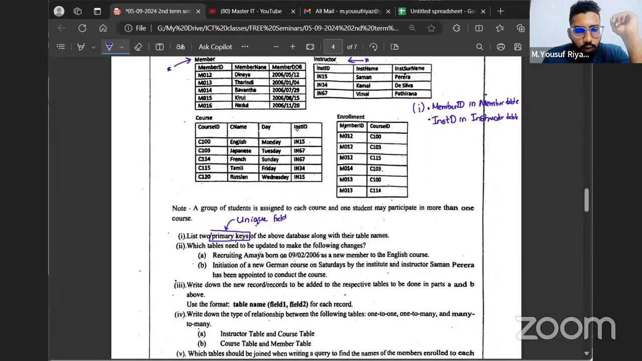And then if you go for the course table, what is a unique field? The fields are course ID, course name, day, inst ID. These are all fields in the table. You have to see which field contains only unique values. These values should not repeat. See, these values are not repeating. Every member has a unique member ID, like in your school, you have admission number. Here, every instructor has a unique instructor ID. Similarly, you can see in the course table as well. Every course has a unique ID as well, right? So course ID is going to be the unique field here. Course ID in course table. That's going to be the unique field, right? Is that clear to all of you?